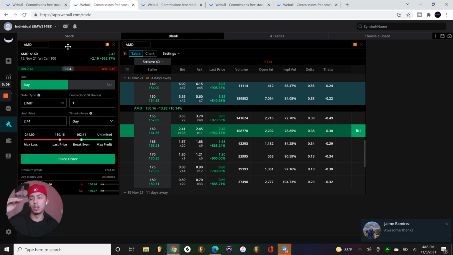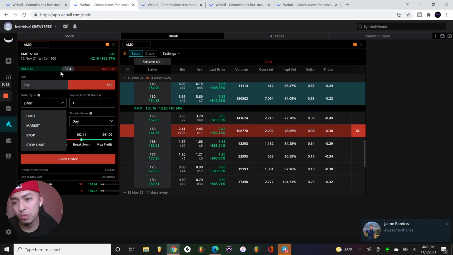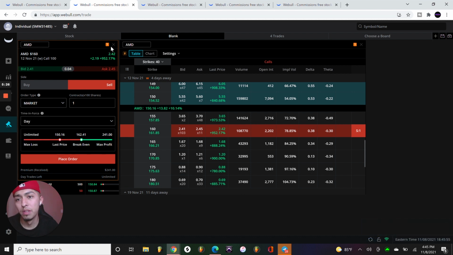Or if you want to just buy as you're hitting entry, you buy the ask as soon as you hit the entry, and then you're in the profits as you go up. And then again, you sell the same way you would sell regular shares: market order and then place order. But yeah, that's a quick tutorial on how to buy and sell contracts on any platform, but I'm using Webull as an example.